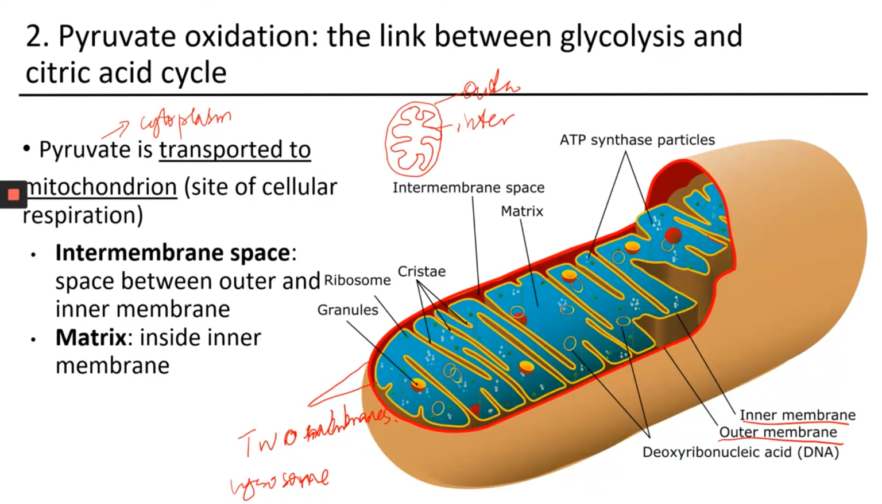Okay, and then the next term is in between the two membranes, you will see some intermembrane space. So we're going to use that term later. And then the space inside the inner membrane, that's called a matrix. So again, we're going to use this component too. All right, now you can see inside the matrix, you will see some ATP synthase particles. So you're going to have some protein enzymes, which can synthesize ATP. So we call them ATP synthase. All right, now that's pretty much it for the structure of mitochondria.